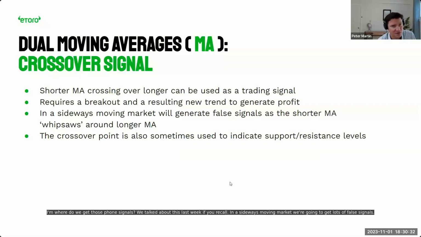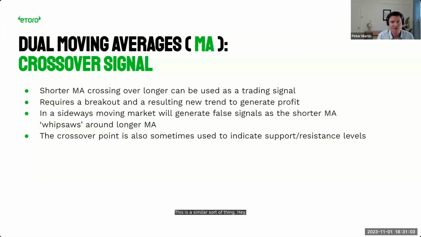And where do we get those false signals? We talked about this last week, if you recall. In a sideways moving market, we're going to get lots of false signals, as the shorter moving average will tend to move back and forth across the longer one, giving these whipsaws that give us false signals. This is operating in a similar vein to some of the things we talked about last week when we talked about markets in a sideways trend. We get a breakout and we hope, or we think, that might be the indication of the formation of a new trend. It's a similar sort of thing here.